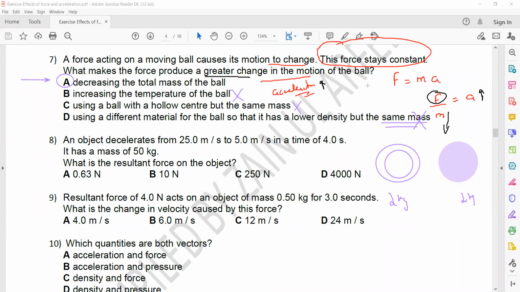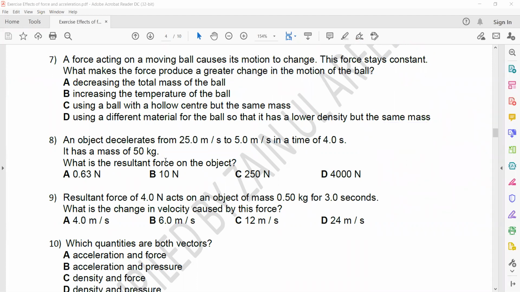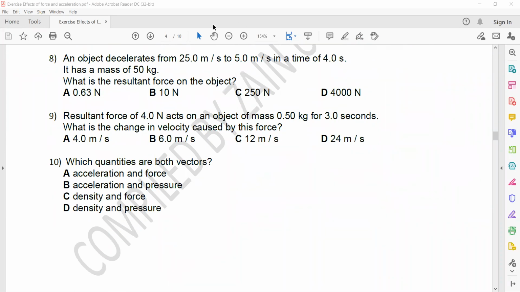We have the formula F equals ma, force is equal to mass multiplied by acceleration. So acceleration is force divided by mass. If we want to produce a greater acceleration, then what should we do? We should reduce the mass. That's why A is the right answer for this. Moving on to the next question.